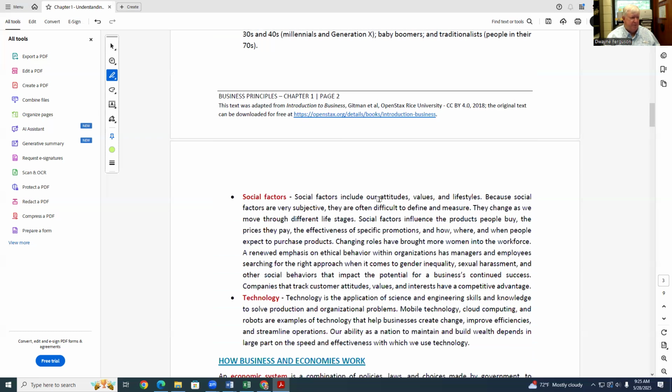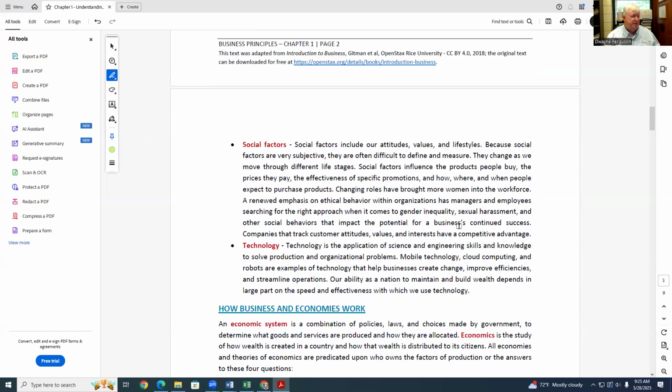Social factors like people's attitudes, values, and lifestyles. If I want to eat healthy, then obviously I'm not going to be eating McDonald's. And so if those social factors were to change and people were to adopt those types of things in our area, then McDonald's would have to change if they want to stay in business. Technology, of course, if a new technology comes out and you don't have it, your competitor does. Obviously, that could be an impact.